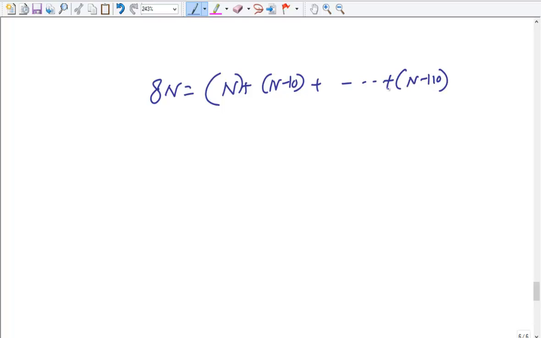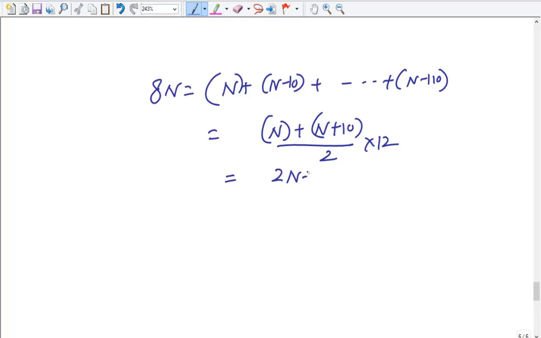Since the given series is in arithmetic progression, you can take the first term plus last term by 2, that is the average, into the number of terms, that is 12. That's very easy. So that is 2n plus 10 into 6 is equal to 8n. That's quite simple. 8n equal to 12n plus 60.